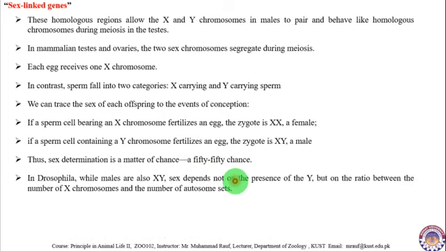Now, in the last lecture we talked about the Drosophila sex chromosome complement. Drosophila has 8 chromosomes which are arranged into 4 pairs. 3 of them are autosomes, 1 of them is the sex chromosomes, and the sex chromosome complement of Drosophila is the same as that of humans. XY is male and XX is female.